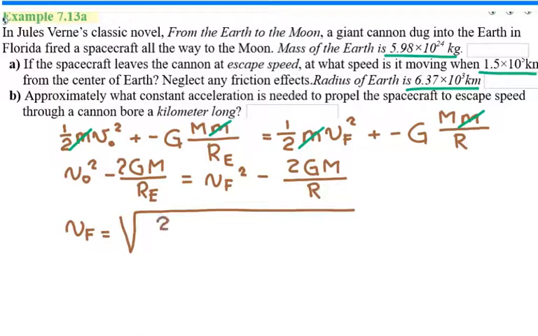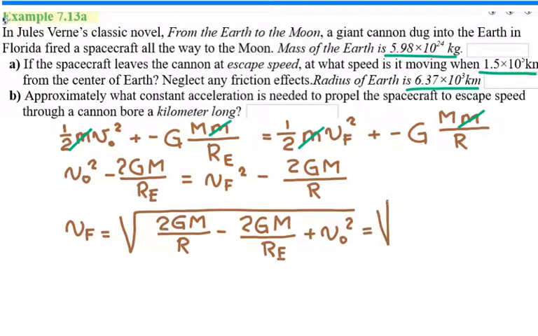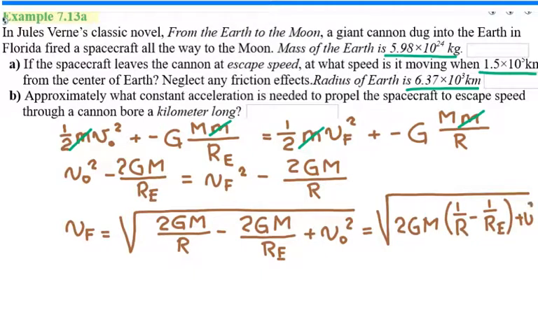So I have 2GM over r. Then I already had negative 2GM over r Earth. And I have initial velocity squared. I also could simplify. I see that both terms have 2GM. So I could take 2, G and M out, and then I have 1 over r minus 1 over r_E, and then initial velocity squared.